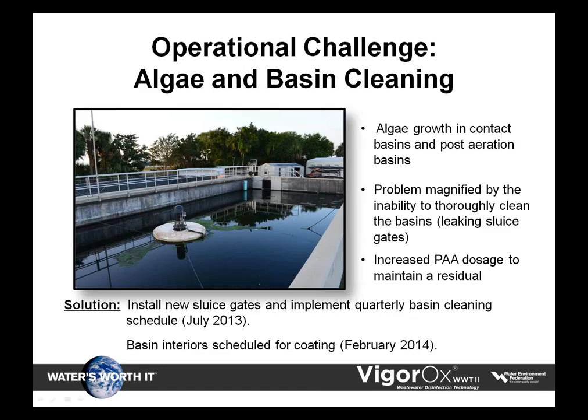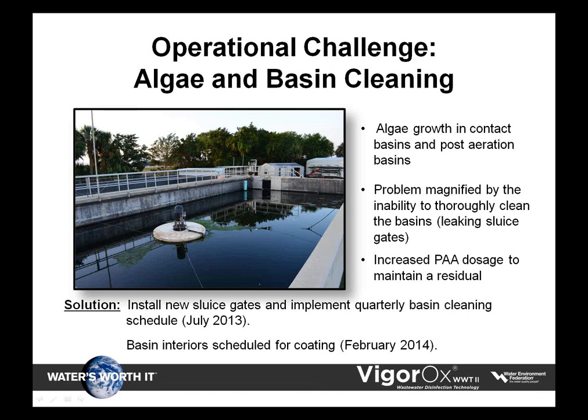Another challenge for us was the growth of algae in our basins. It was in both our contact basins and post-aeration basins, but primarily in the post-aeration basins where the PAA residual was lower. Our sluice gates that allow us to isolate the flow and clean the basins were leaking so badly that we weren't able to clean out the algae as much as we needed to. And when algae was present, we had to increase our PAA dosage to maintain a residual.